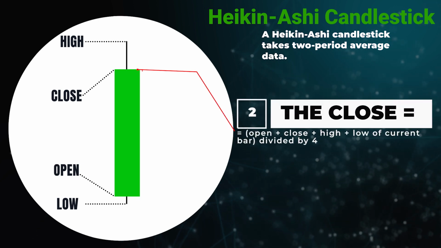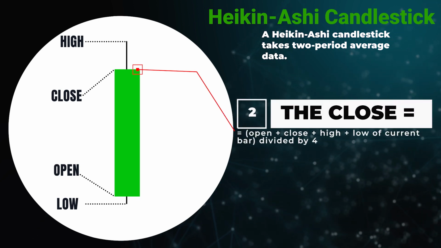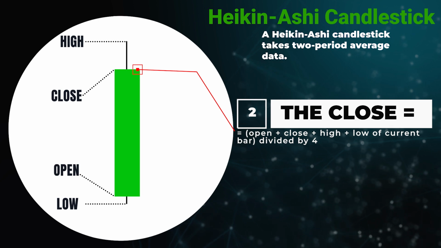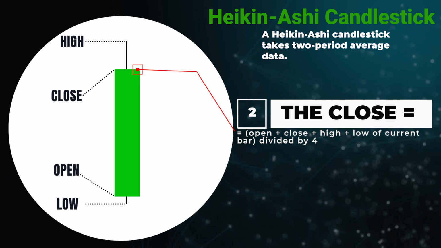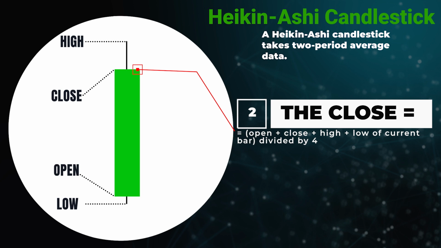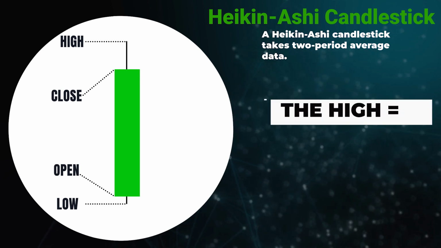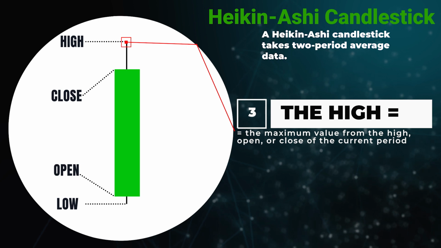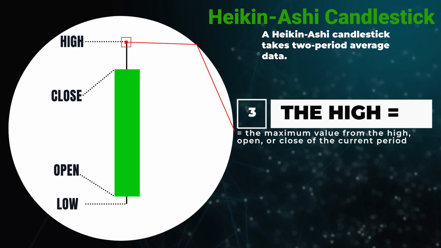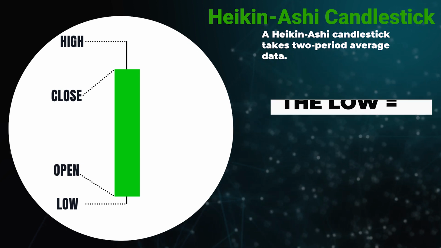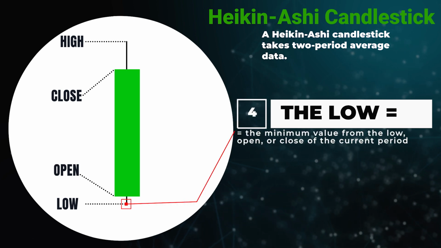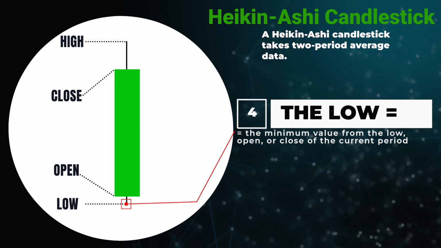To calculate the next close, we should add the following values: open, close, high, and low of the current candle, and divide it by 4. It shows us the average price of the current bar. A Heikin Ashi candle high is the maximum value from the high, open, or close of the current period, while the low is the minimum value from the low, open, or close of the current period.